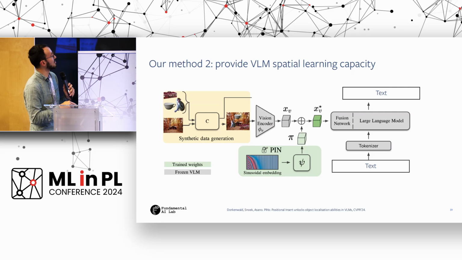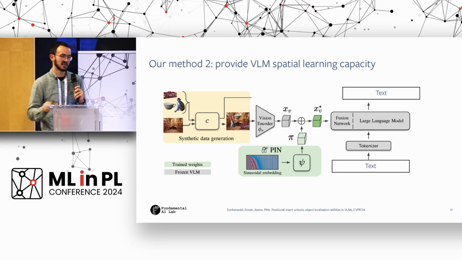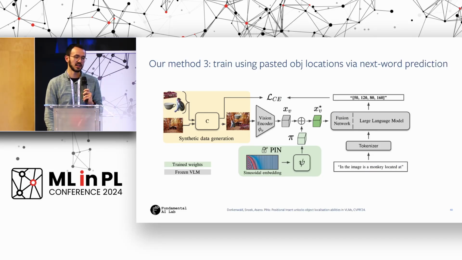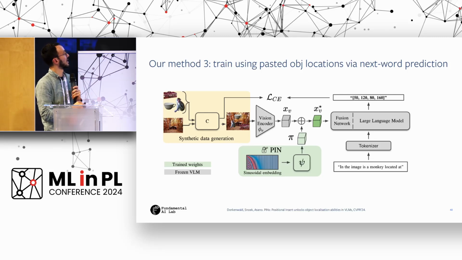But then you get these modified features out, and everything else is frozen, right? Everything that's gray stays frozen, and we're not touching it. So we're not touching the LLM, not the cross-attention, not the tokenizer, not the vision model. We're only adding something linear to the vision encoder's features. And then we're training it to do next token prediction for the actual bounding box location.